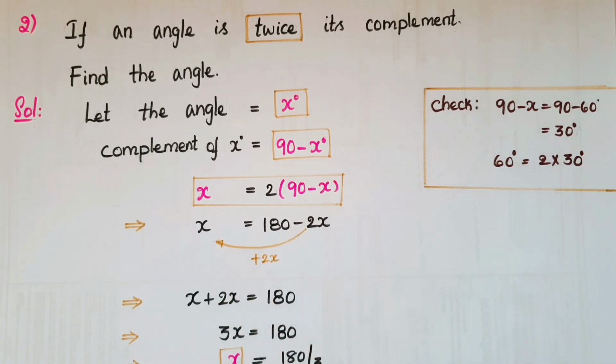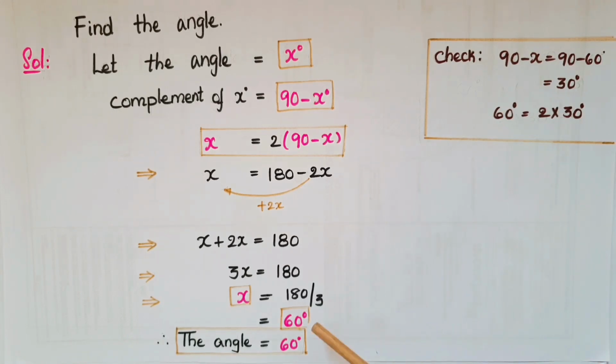Then x is equal to 180 by 3, that is 60 degrees. So the angle which is twice its complement is 60 degrees.